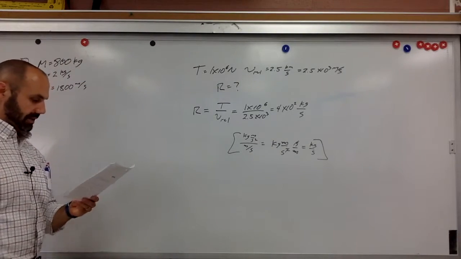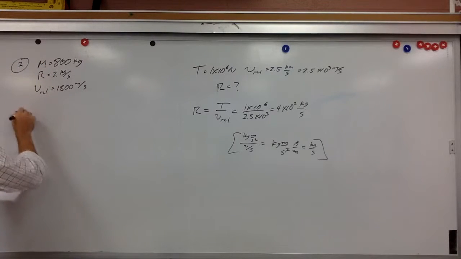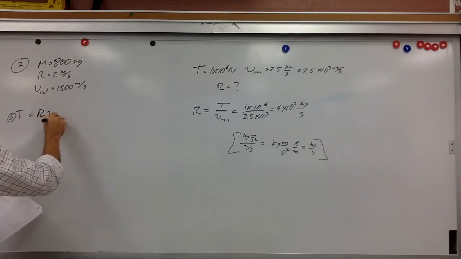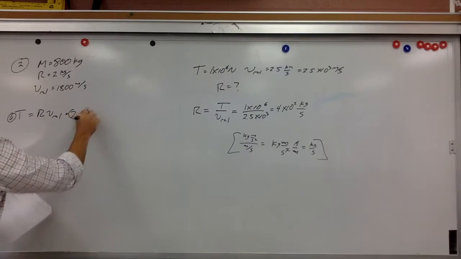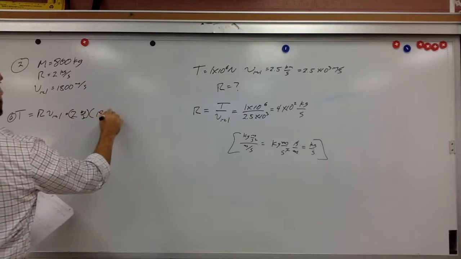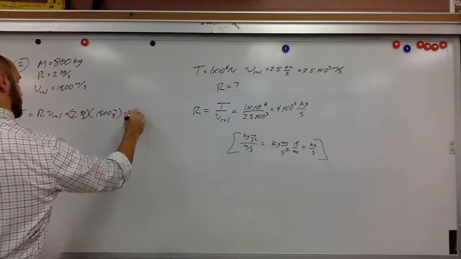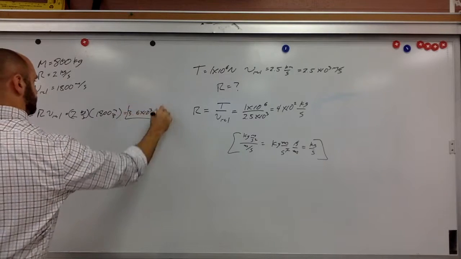Okay, so the first question asks for the thrust, right? So T equals the equation we had before, R times V rel. So here's R, and V rel is 1800 meters per second. So this is going to be 3.6 times 10 to the 3rd newtons.